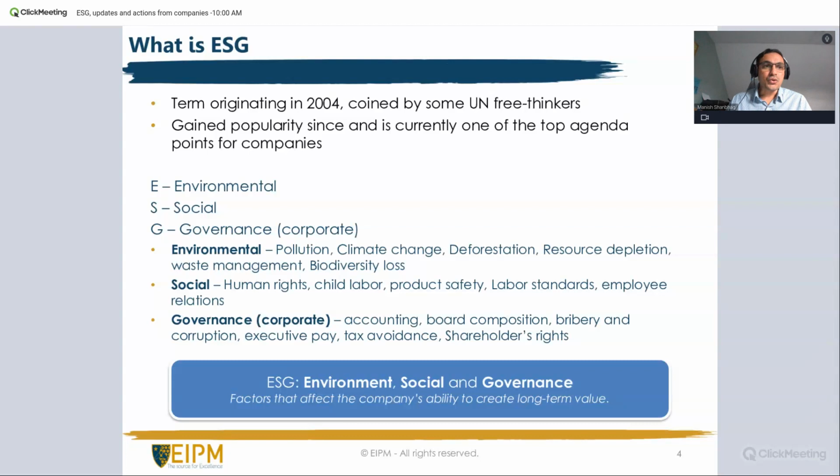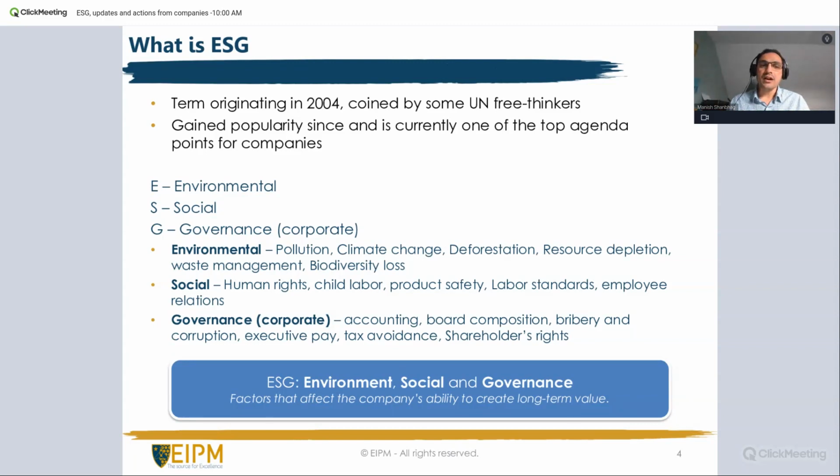What does it encompass? E stands for environmental, S is for social, and G is for governance. When we talk about governance, we are leaning a bit more towards corporate governance. So that's ESG: environment, social, and governance. There are certain things inside each of these three pillars. When we talk about environment, examples include pollution, climate change, deforestation, biodiversity loss, and so on. We're going to look at each of these in more detail in the next few slides. When we talk about social, we talk about human rights, child labor, labor standards in general, even product safety that impacts social aspects, employee relations, and so on. And then the governance part is all about accounting, the composition of the board, executive salaries and pay, tax avoidance, bribery, corruption, rights of shareholders, and so on and so forth.